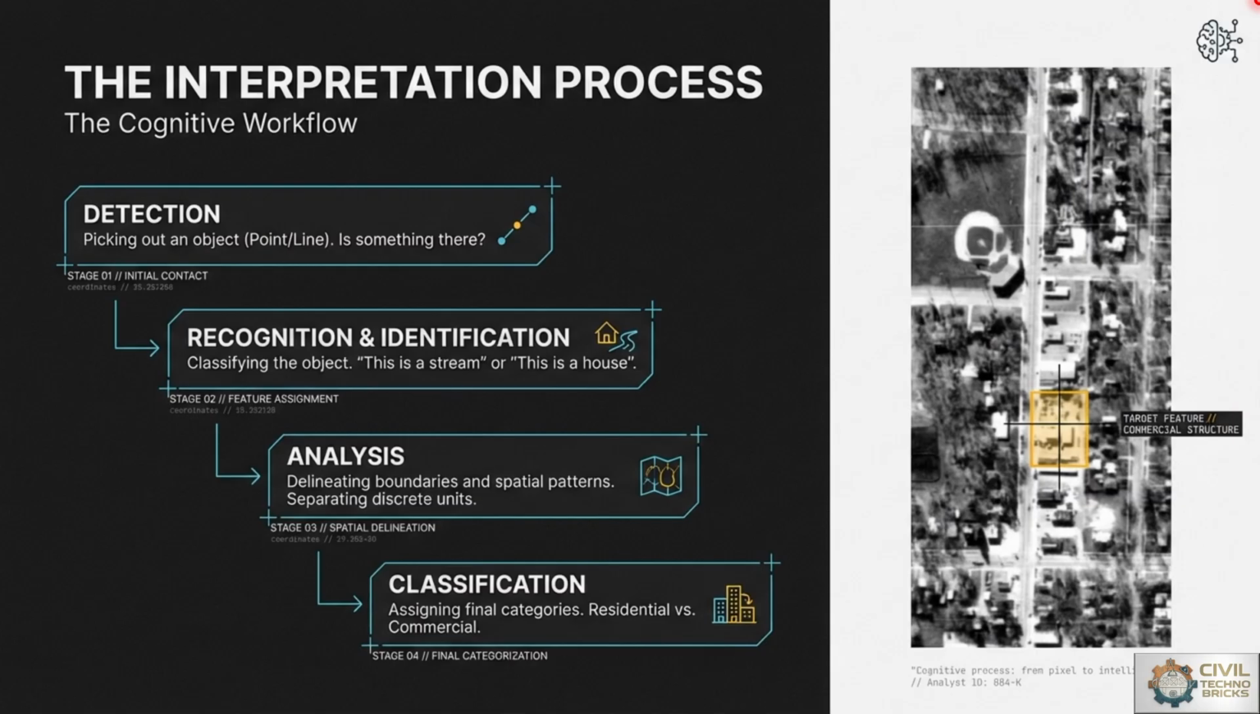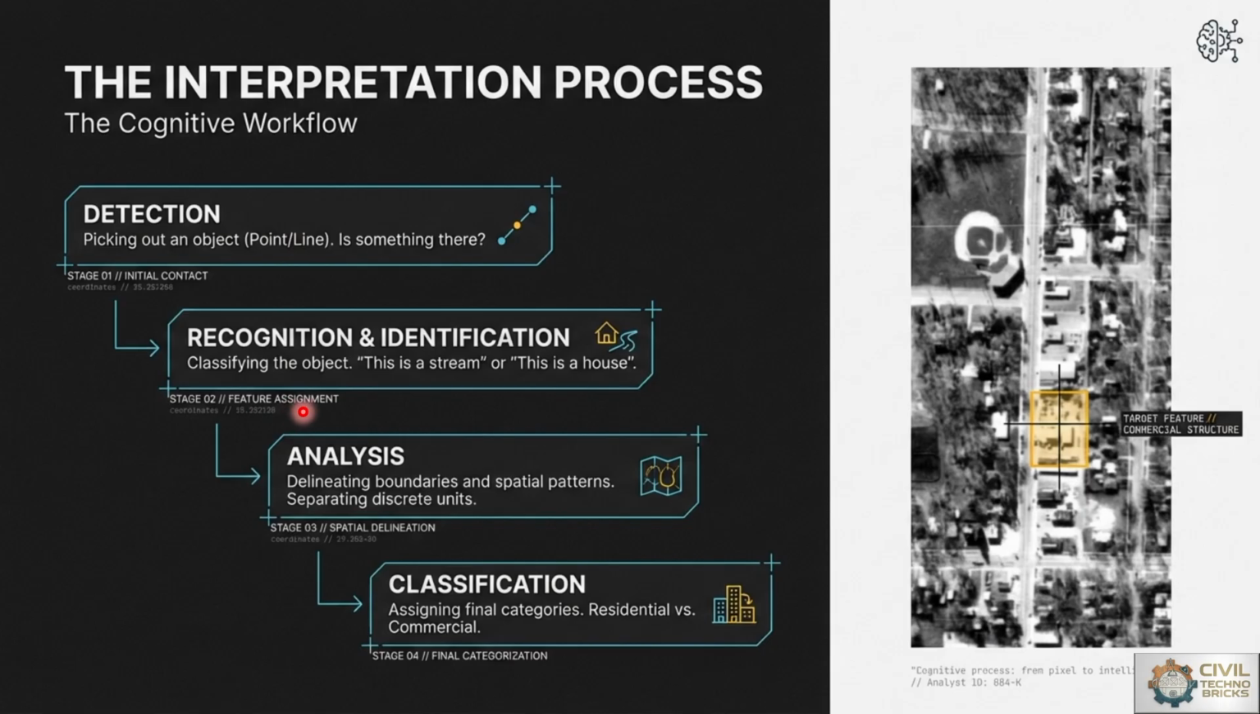We see the interpretation procedure, which is the cognitive workflow that explains the actual methodology or the process or flowchart from the detection to the classification. So here we are doing the visual image interpretation based on some parameters or characteristics. First, detection is picking out an object, a point or line, that something is there, just like locating the points from the location point of view. This is the actual stage 1, which is the initial contact.